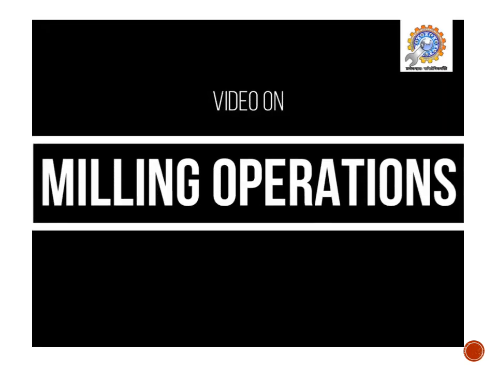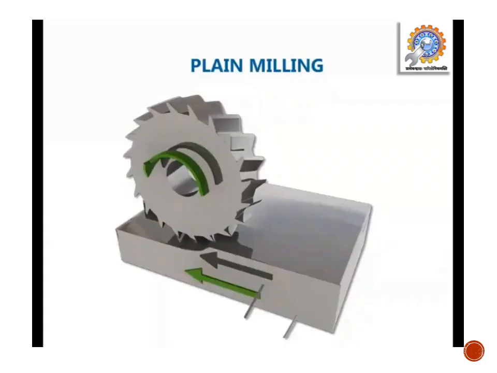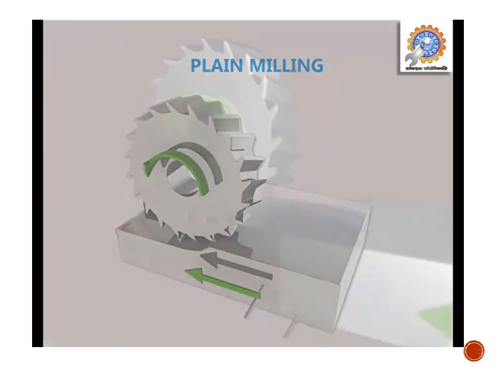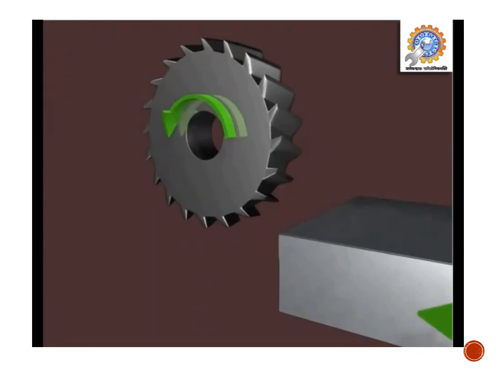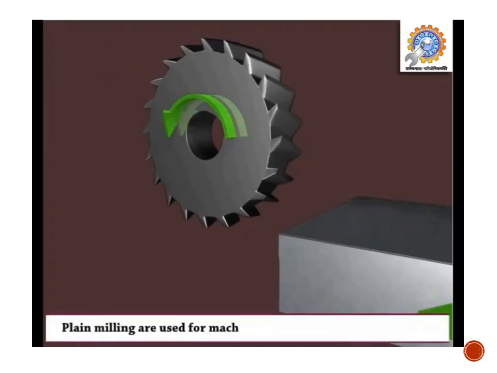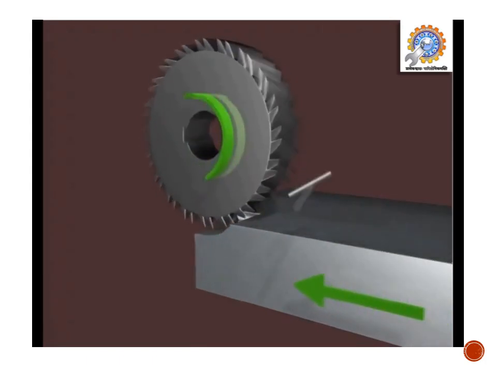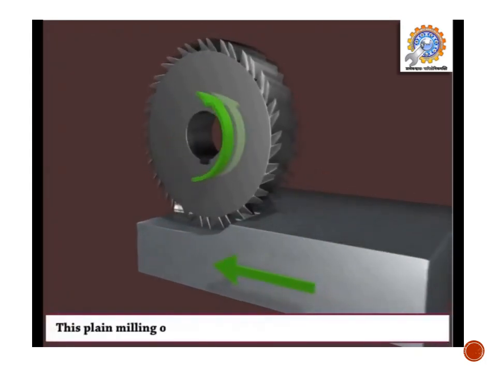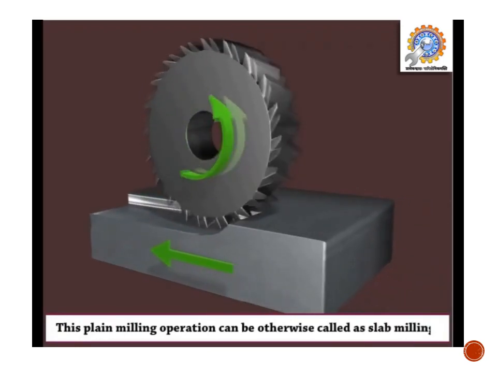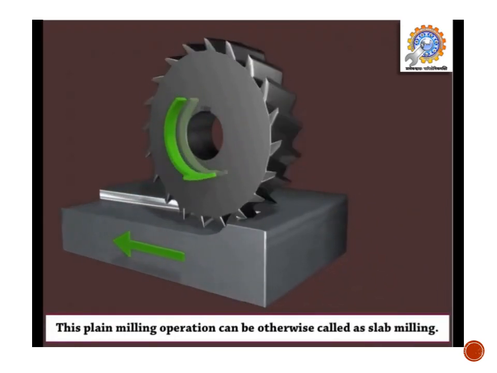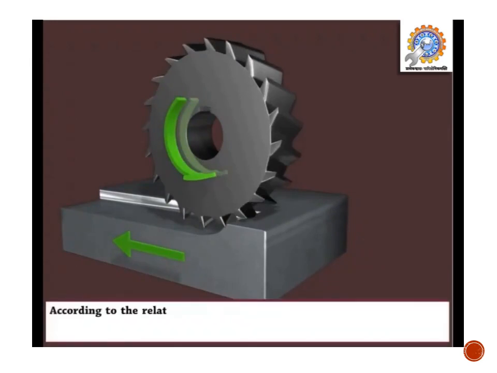Now let us look into milling operations. First comes the plane milling operation. Here the rotating cutter tool, that is the plane cutting tool, is moved against the workpiece and the cutting process is done. Plane milling is used for machining flat and horizontal surfaces. The material removal will be in the form of chips. This plane milling operation can otherwise be called slab milling, for making a flat surface over the workpiece.